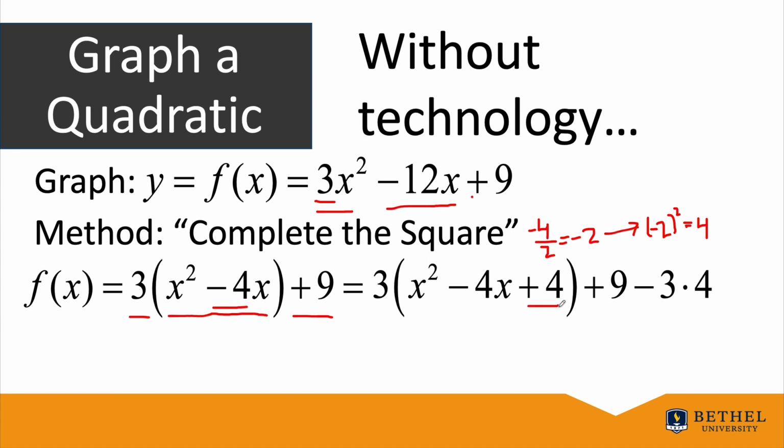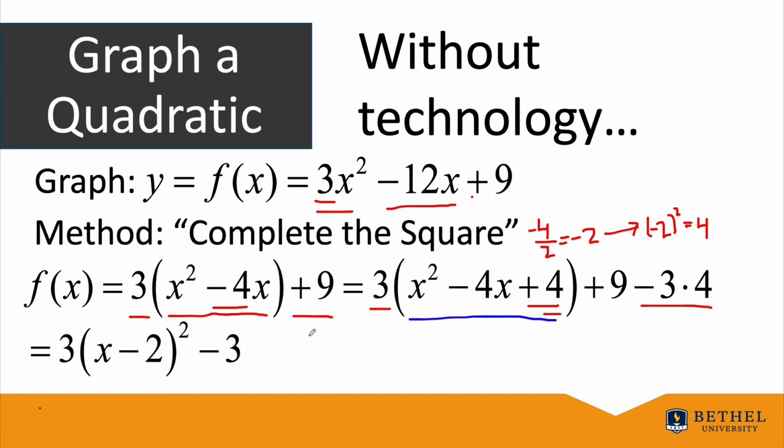However, because you've added 4 inside the parentheses, you really added 3 times 4 to the overall expression, so you have to compensate by subtracting it off. If you've done it correctly, the expression inside the parentheses will be a perfect square. In this case, x minus 2 quantity squared. You should also simplify 9 minus 3 times 4 to equal minus 3.